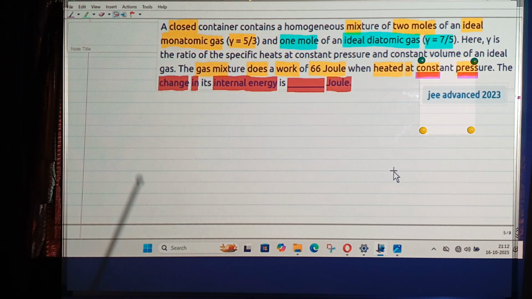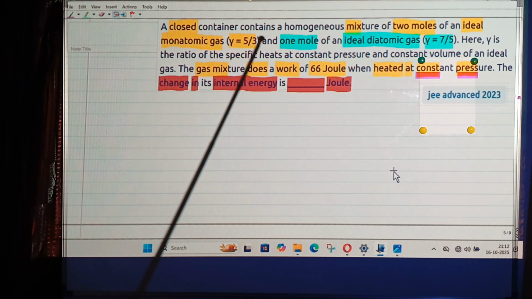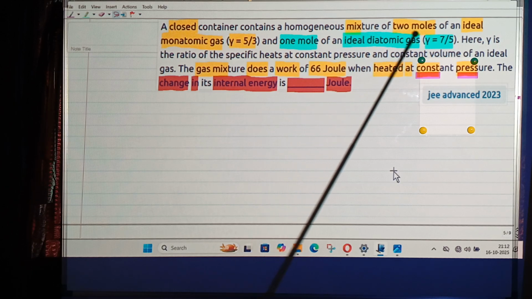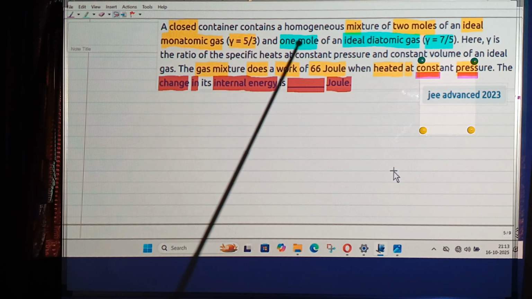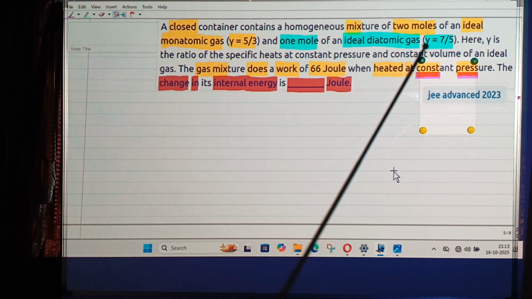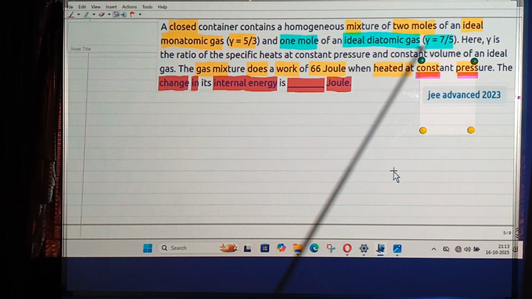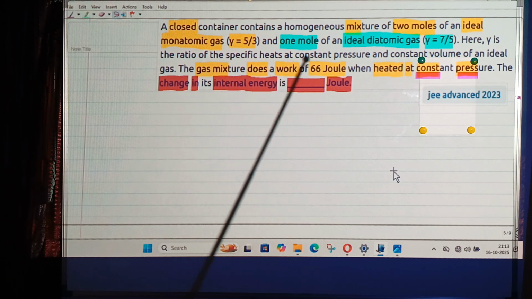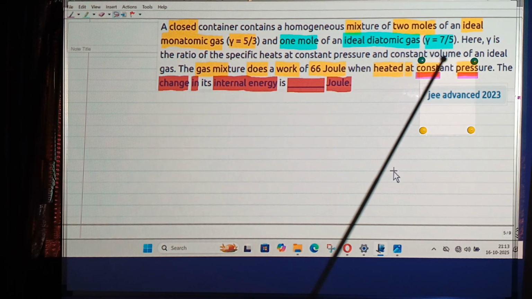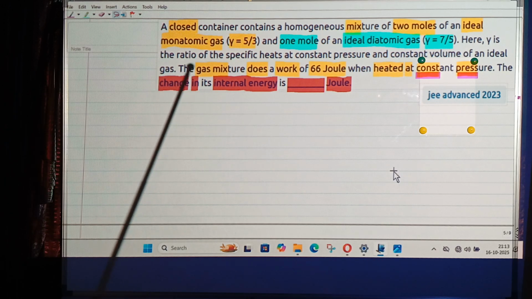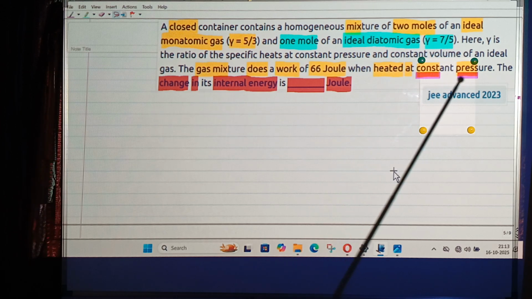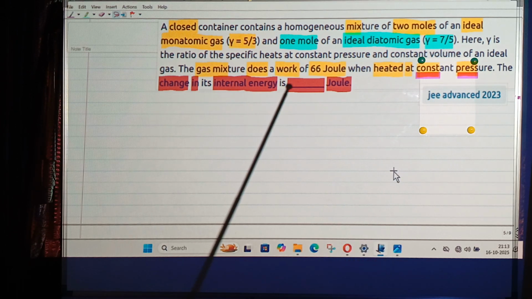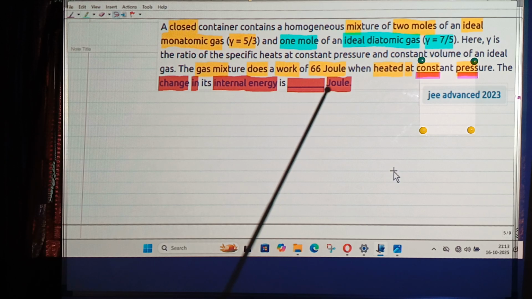This is the question. You can read it. A closed container contains a homogeneous mixture of 2 moles of an ideal monatomic gas, gamma is 5 by 3, and 1 mole of an ideal diatomic gas, gamma 7 by 5. Here gamma is the ratio of specific heats at constant pressure and constant volume of an ideal gas. The gas mixture does a work of 66 joule when heated at constant pressure. The change in internal energy is dash joules. You can pause and run this question.